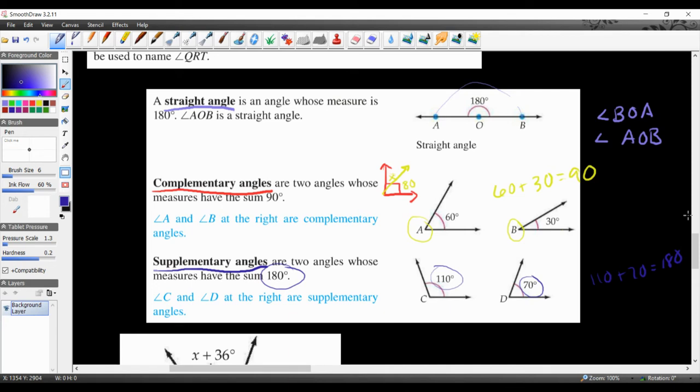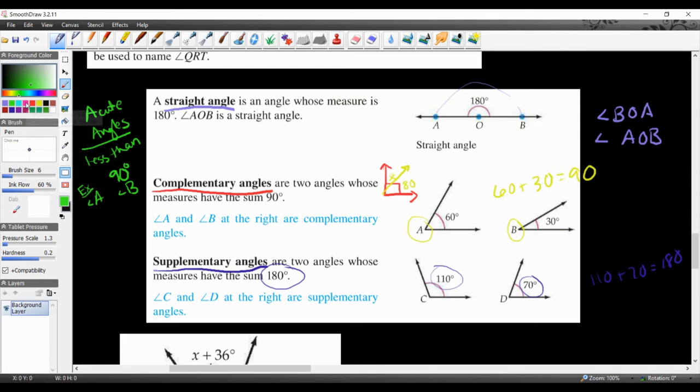One more thing I want to make note of here, and I didn't copy paste it because I think you already know this, but you want to write this in your notes. Acute angles are less than 90 degrees. So these two would be acute. So you could say angle A and angle B are examples.